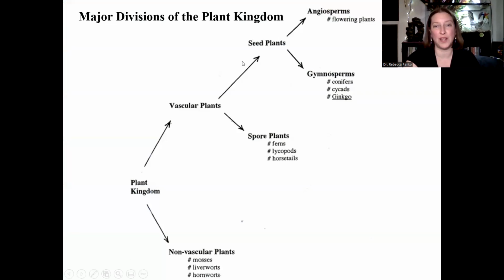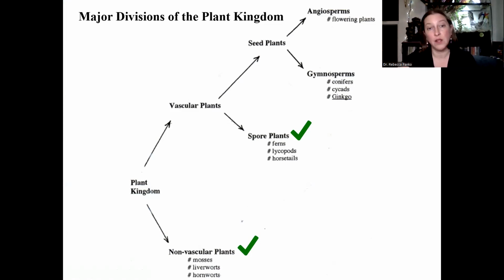All right, so where are we in the plant kingdom? We have come a very long way. So here are all of the divisions that we cover in this course. Long ago, it feels like, we covered the non-vascular plants, the mosses, liverworts, and hornworts. And then with the ferns, we finished up those spore shedding vascular plants. And so now we're done with those.